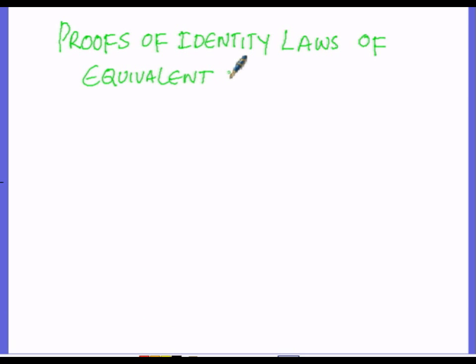One is P or T is identically equal to T, and P and F is identically equal to F is the first case. In the second case, we have to prove the identity laws as P or F is identically equal to P and P and T is identically equal to P. So, these are the 4 cases under the identity laws which we are going to prove now.